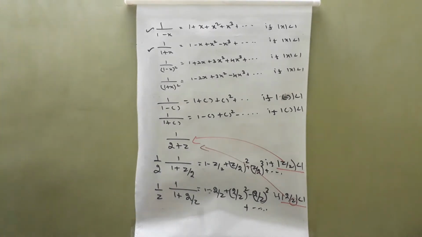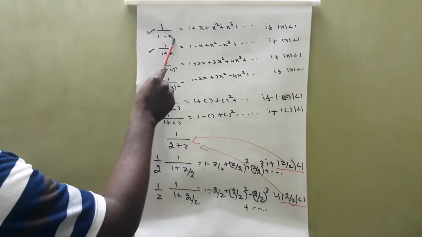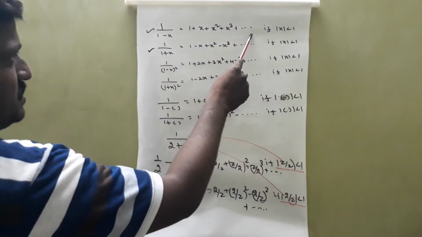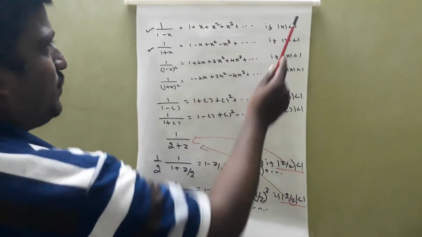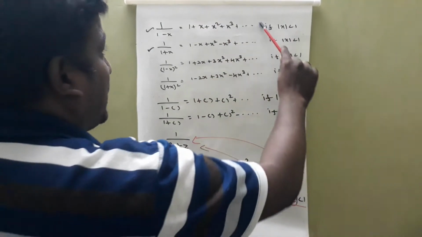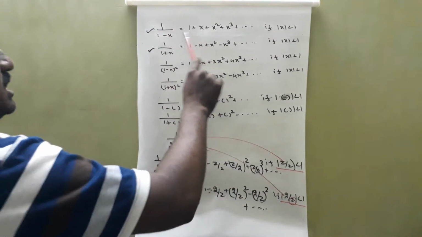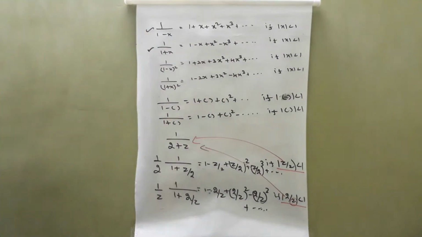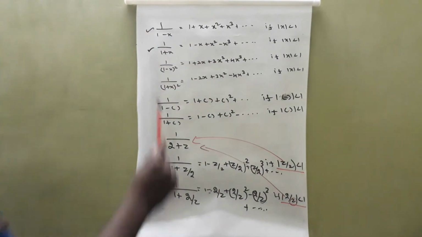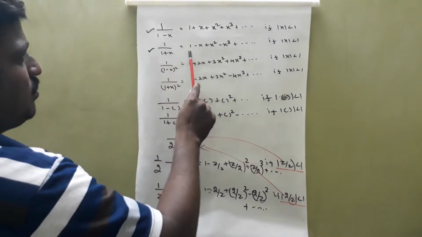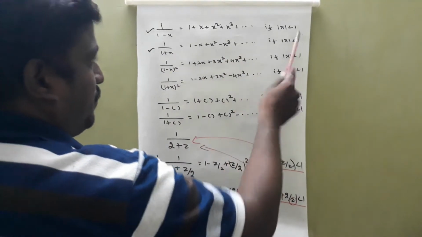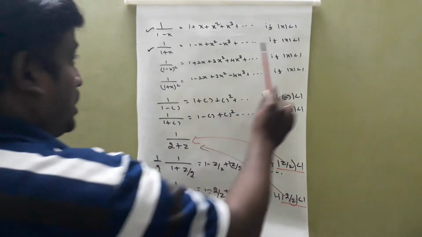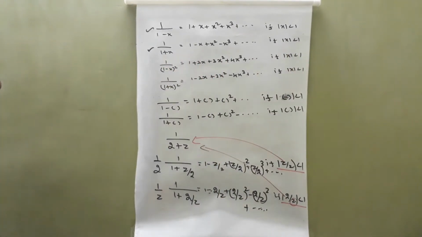Okay, suppose I have a function 1 by 1 minus x. I can give a series representation as 1 plus x plus x square plus x cube and so on, if modulus of x is less than 1. If the condition holds, I can give the series representation for the function 1 by 1 minus x. Similarly, I can write 1 by 1 plus x equal to 1 minus x plus x square minus x cube and so on, if modulus of x is less than 1. If the condition holds, I can give the series representation.